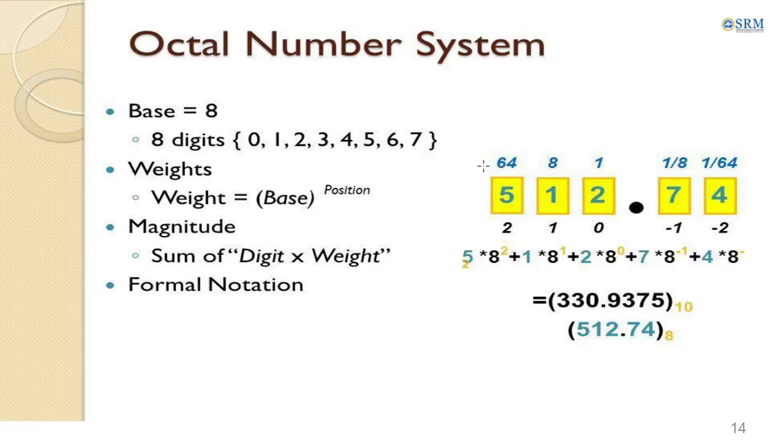Now whatever weights we have, we multiply with the digits. So 5 multiplied by 8 raised to 2, and similarly all the numbers are multiplied. When we sum them up, we finally get the magnitude, 330.9379375 in decimal, but the equivalent is still 512.74 in octal. So you have to remember that this is the decimal representation and this is the octal representation.